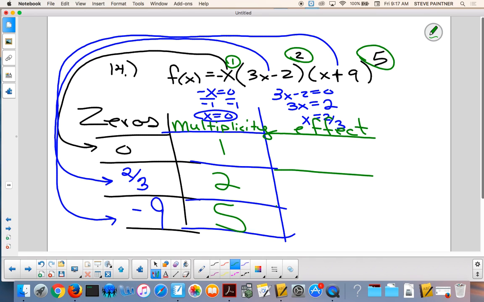All you got to say is bounces or crosses. Bounce. This one's a what? I mean, that one goes through. That's a go through. Can I just say cross? Crosses. This one? Bounce. That's even. Bounce. Next.